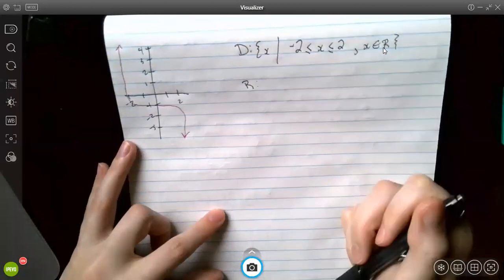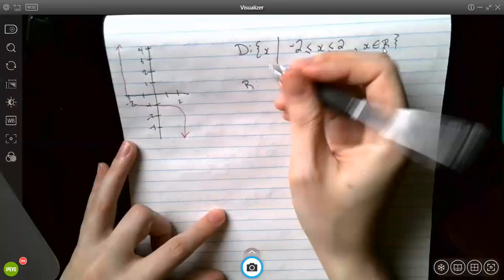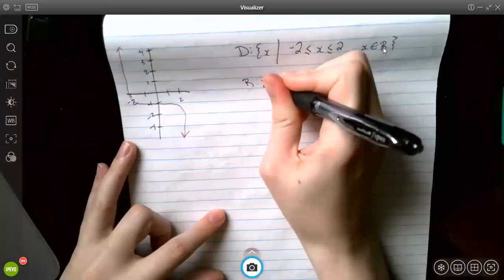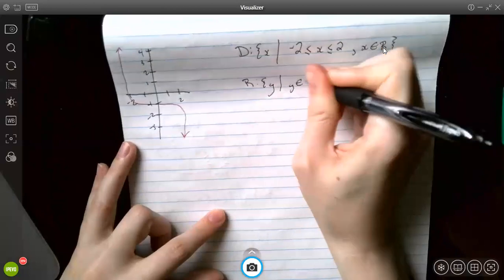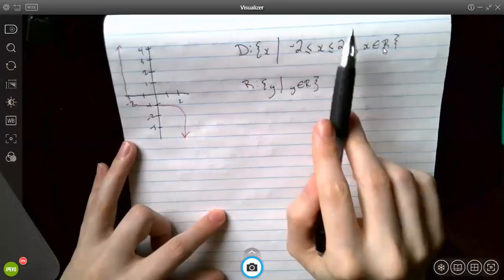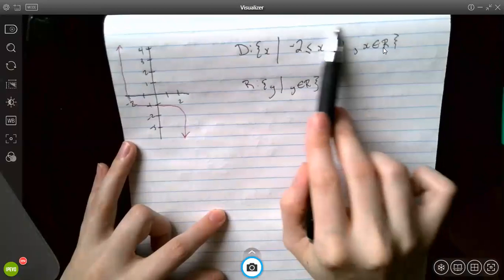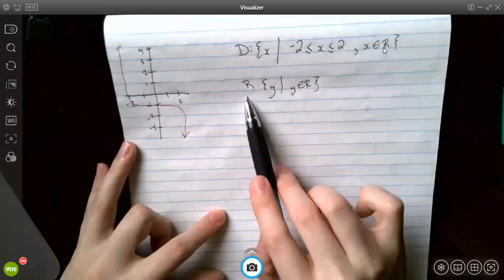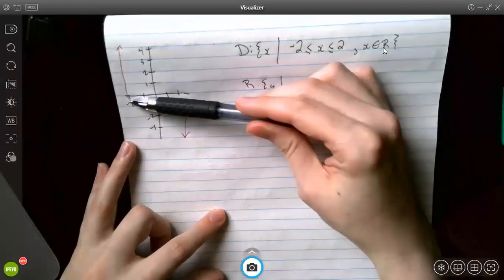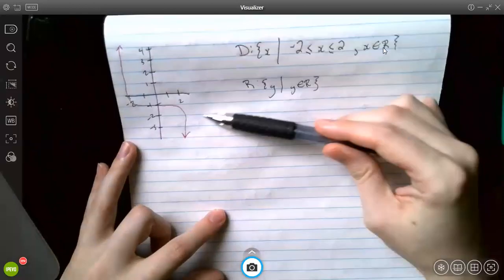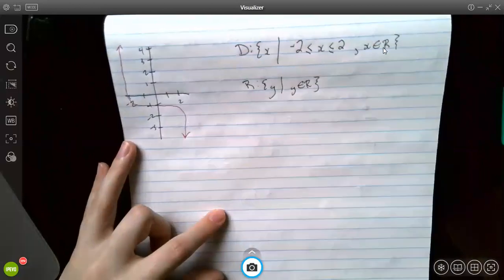So instead, I'm just going to say that my range is a set of y values such that y is a real number. I don't have this middle section at all because there's no limit to what my range could be. It goes on infinitely in the positive and in the negative direction.